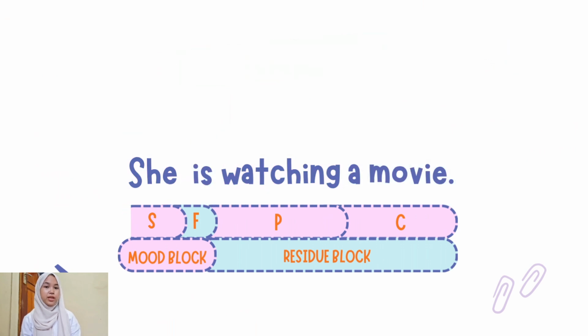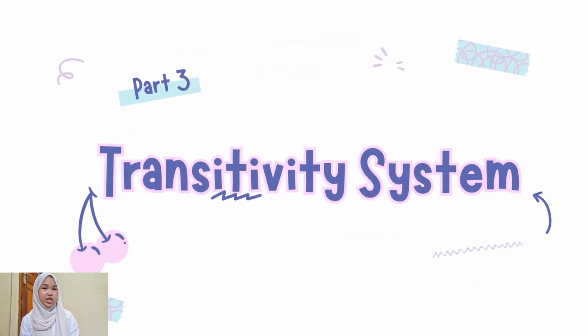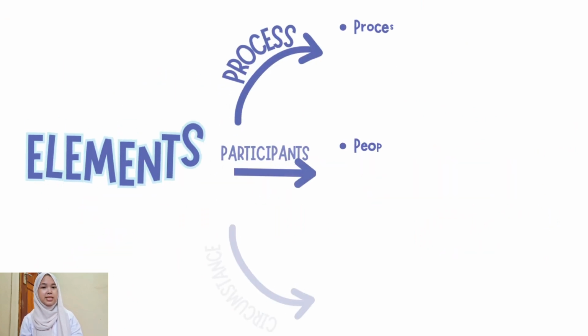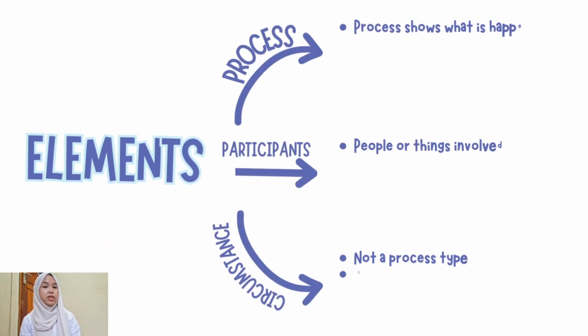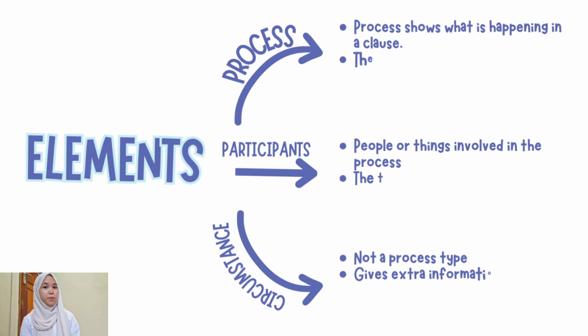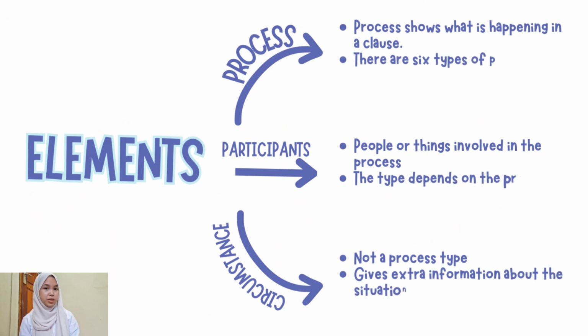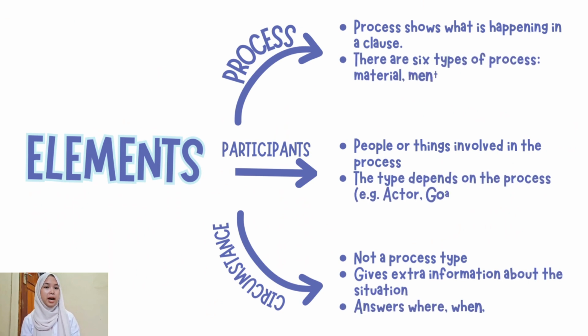Now, we move to the last part of this presentation, which is the transitivity system. The transitivity system explains how actions, events, and situations are expressed in a clause. In the transitivity system, a clause is made up of three main elements, which are process, participant, and circumstance. The process shows what is happening in the clause.